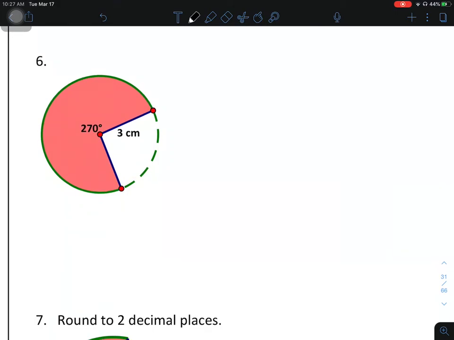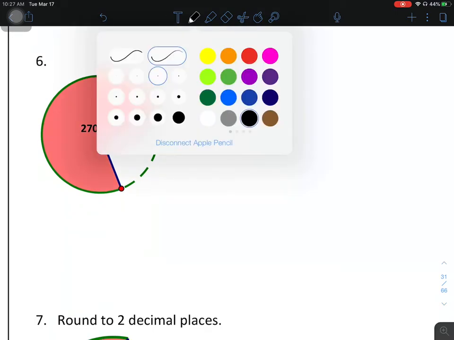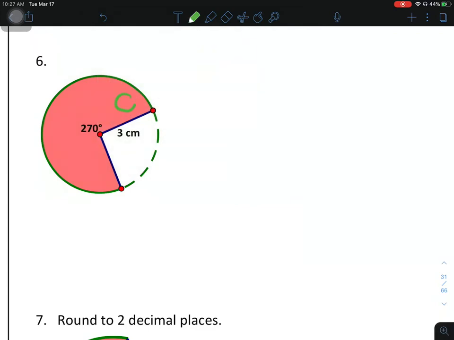Number 6, got Pac-Man eating the 3 centimeters. Excuse me for a moment. A little bit of a cough.